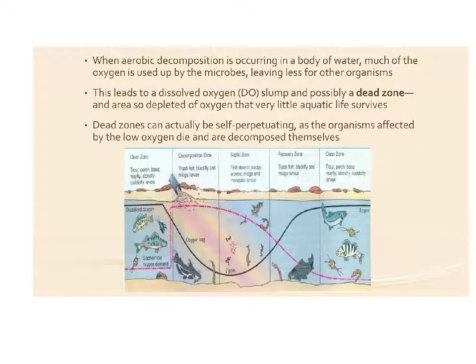So when aerobic decomposition is occurring in a body of water, and I kind of alluded to this previously, much of the oxygen there is used up by the microbes, which leaves less for other organisms. So this leads to a dissolved oxygen slump. DO is what I mentioned in the previous slide. That stands for dissolved oxygen. And possibly this creates a dead zone, which is an area that is so depleted of oxygen that very little aquatic life can survive there.